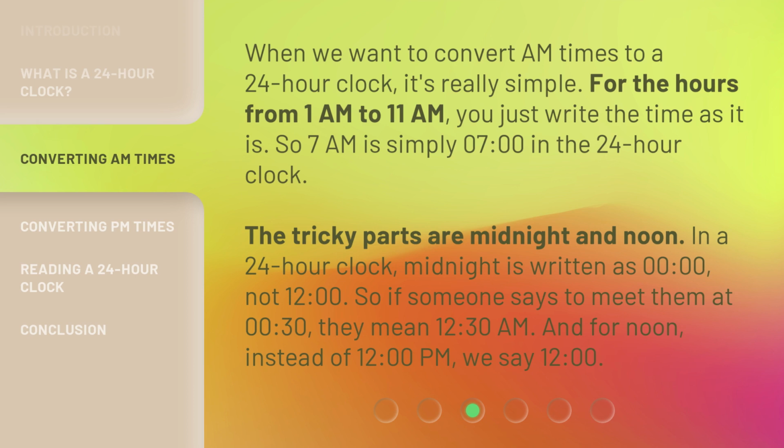The tricky parts are midnight and noon. In a 24-hour clock, midnight is written as 0000, not 12 o'clock. So if someone says to meet them at 0:30, they mean 12:30 AM. And for noon, instead of 12 PM, we say 12 o'clock.